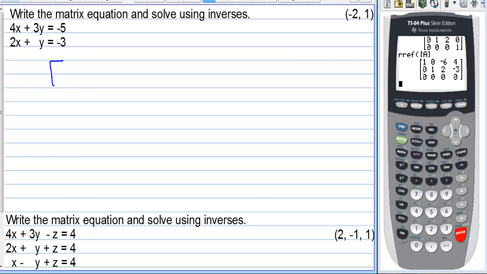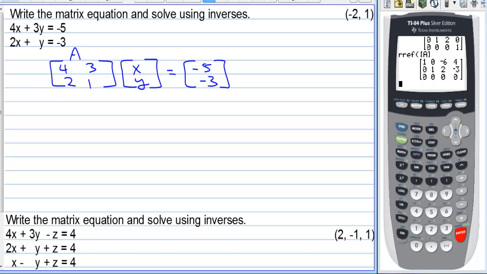So we can write this as [4, 3; 2, 1] times [x; y]. And you have to do this in a vertical fashion by just the nature of multiplying matrices. You go across and down. So those have to be vertical, and then [-5; -3].